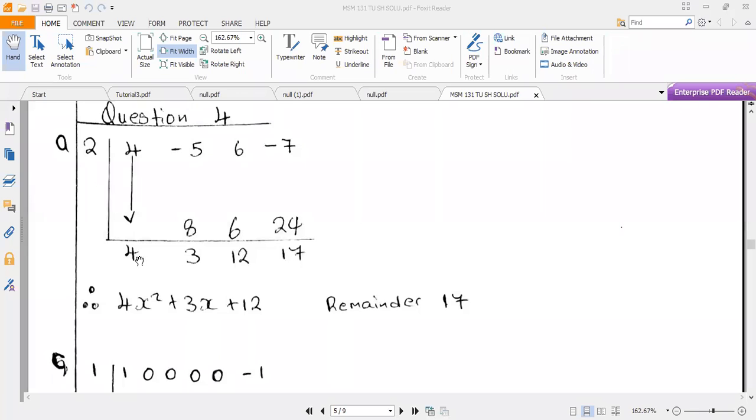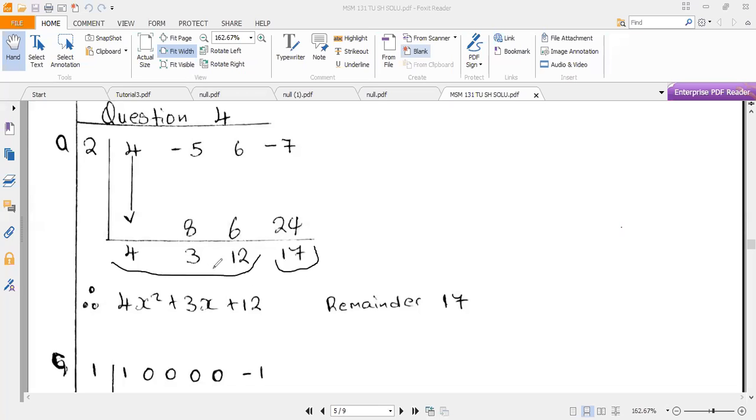So it tells you that these three are the coefficients of your new equation. Are we together? So these three are the coefficients of your new equation, and this guy here is the remainder. So 4, 3, 2 are the coefficients, then 17 is the remainder. The fourth number is the remainder.